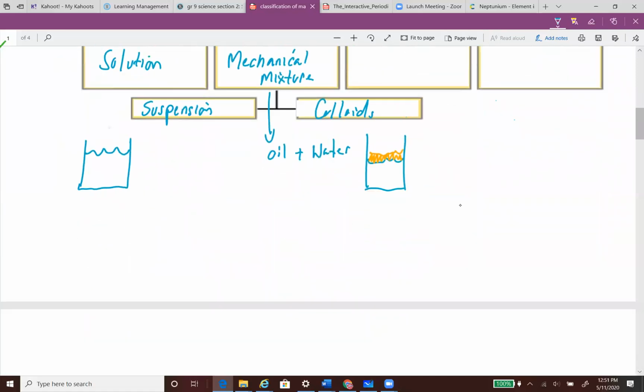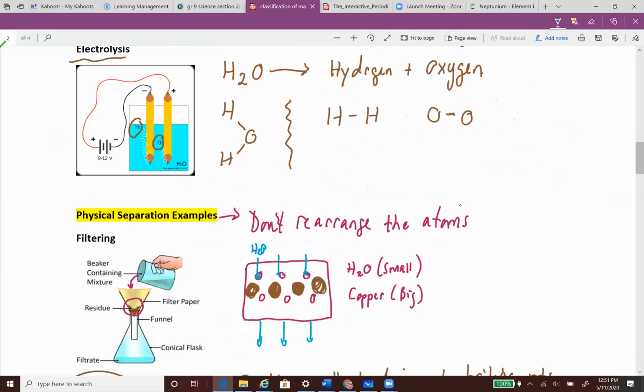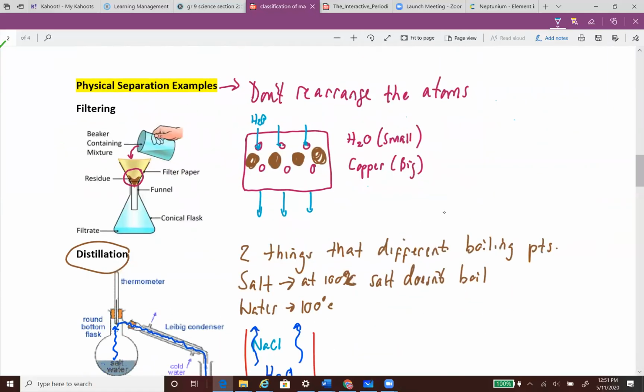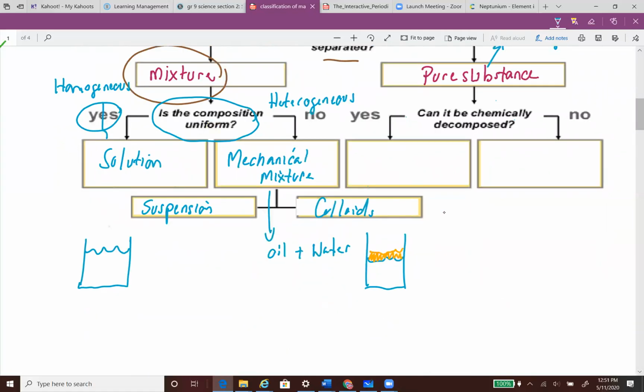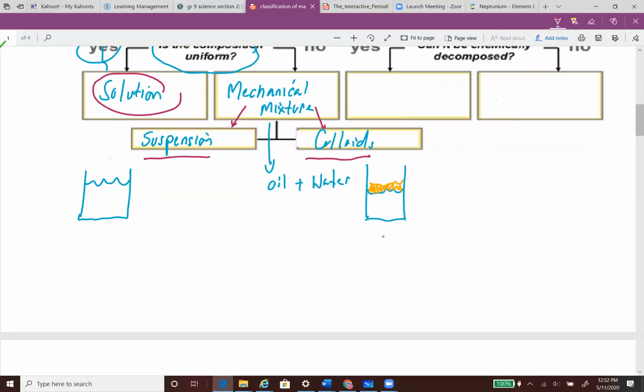Once again, remember, we can only physically separate mixtures, not pure substances. So now we have classified mixtures as basically three types: solutions, and then mechanical mixtures that are either suspensions or colloids, okay? So we're going to look at solutions, suspensions, and colloids, which are examples of mechanical mixtures, all right?